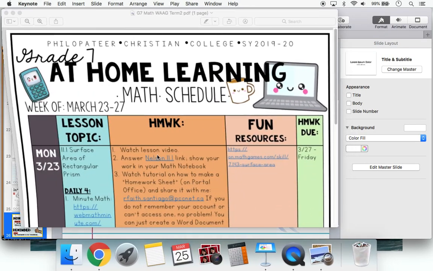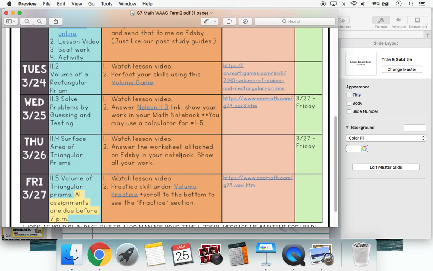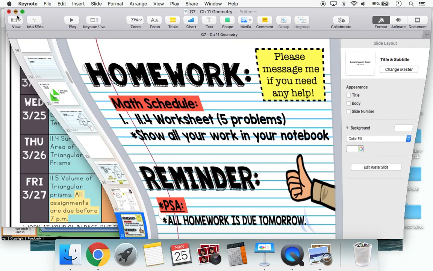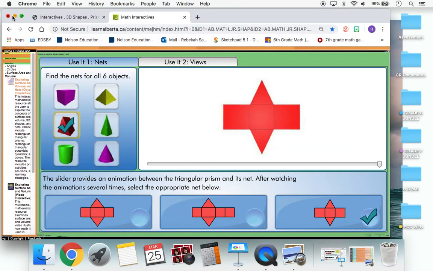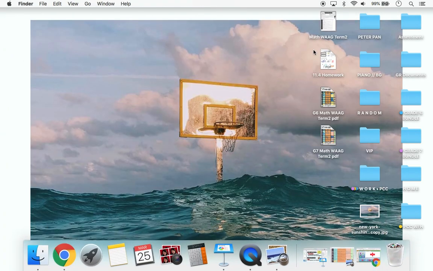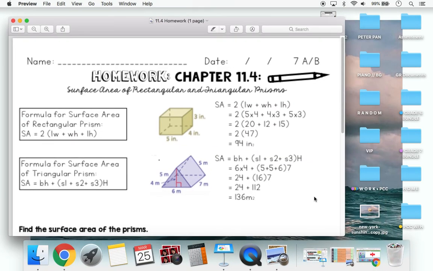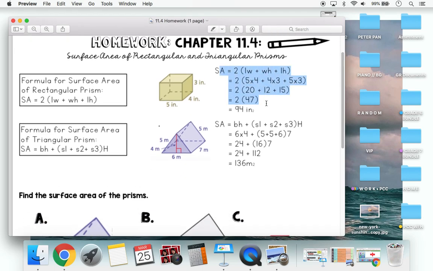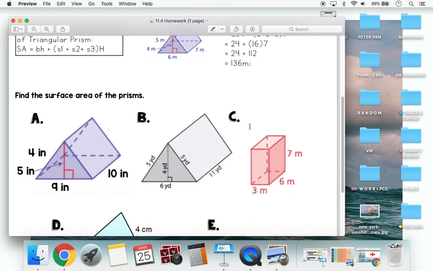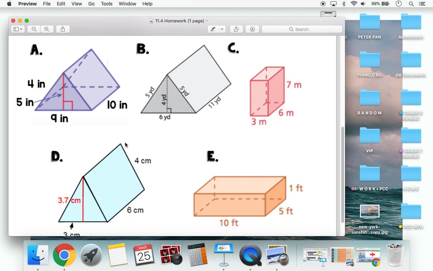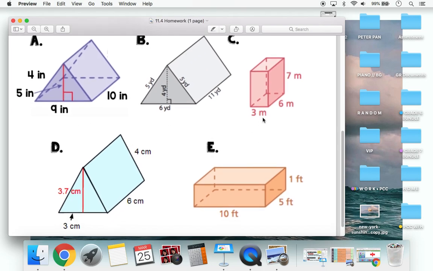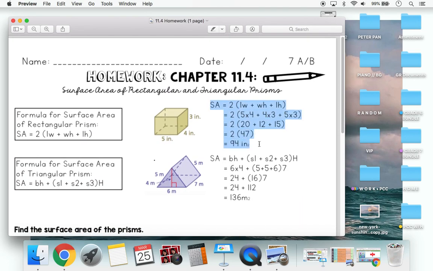Let's go here. I'm going to show you. Did I attach it? Oh, I probably attached it on Edsby. So if you look at it on Edsby, where's your homework? Here you go. So again, I just posted these for your reference. You are going to solve 3 triangular prisms and 2 rectangular prisms. Again, to find this, you find the area of each side times 2.